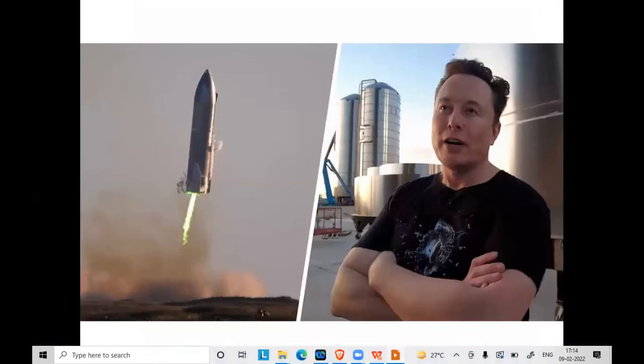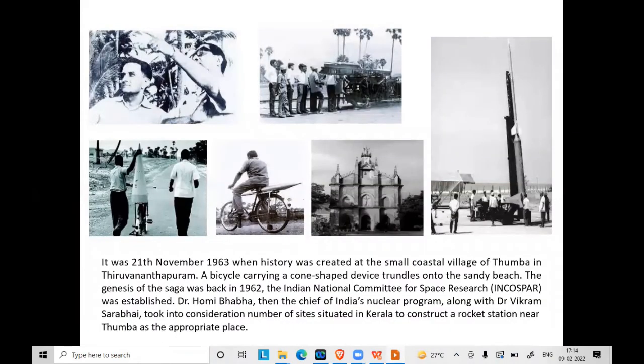So all of you know about this man. This man doesn't need any introduction. Elon Musk, who is doing revolutionary things in space with his reusable spacecrafts, space rockets. And we are going now to do something about rockets.